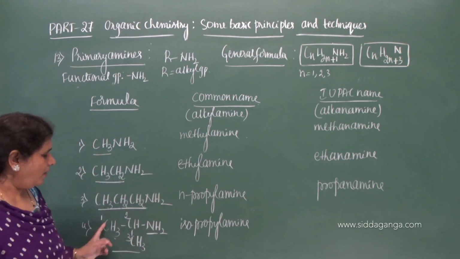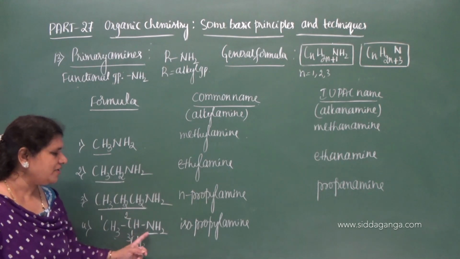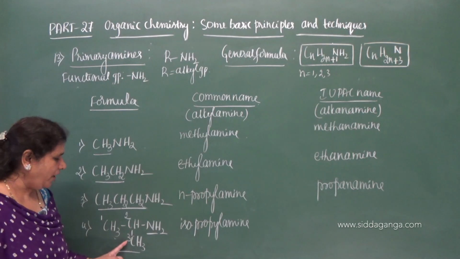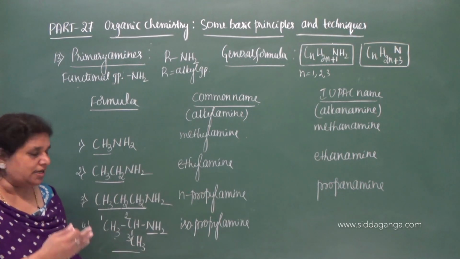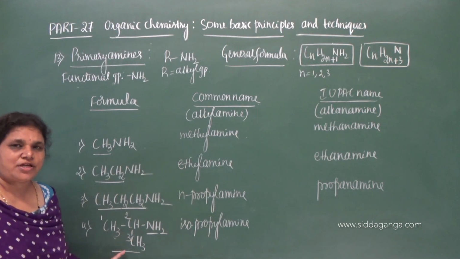But here, while giving the locant, you have to name it by the position of the NH2 group, which is on the second carbon. Therefore, propane-2-amine. The amine is on the second carbon and we need to follow the longest chain rule here.